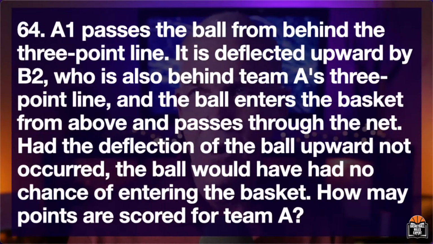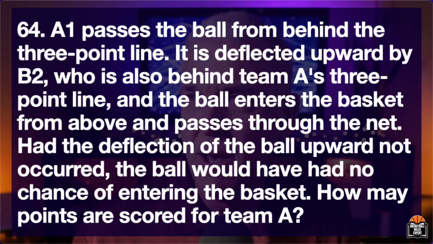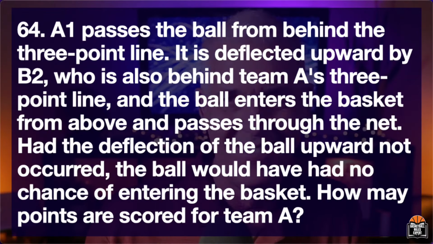All right, 64. A1 passes the ball from behind the 3-point line. It is deflected upwards by B2, who is also behind Team A's 3-point line, and the ball enters the basket from above and passes through the net.